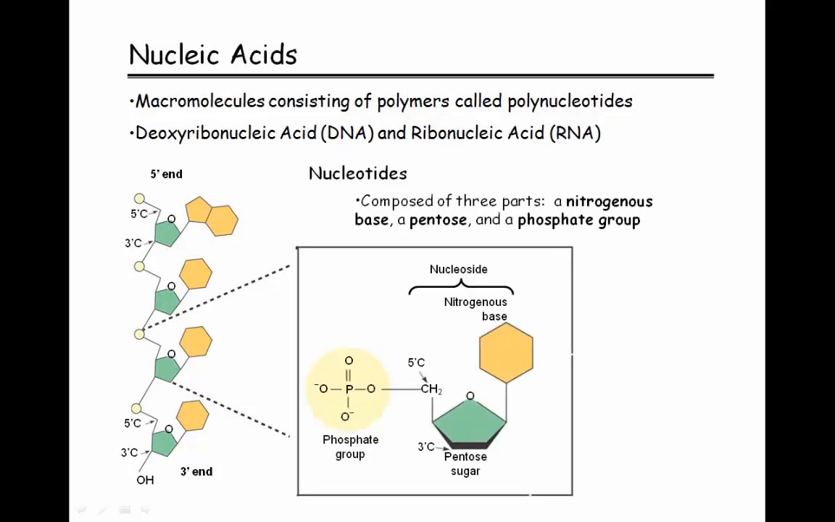So here we have a look at a nucleotide. A nucleotide has three components to it. It does have a nitrogenous base, or a nitrogen-containing base, a pentose, which would be a 5-carbon sugar, and then it also has a phosphate group.